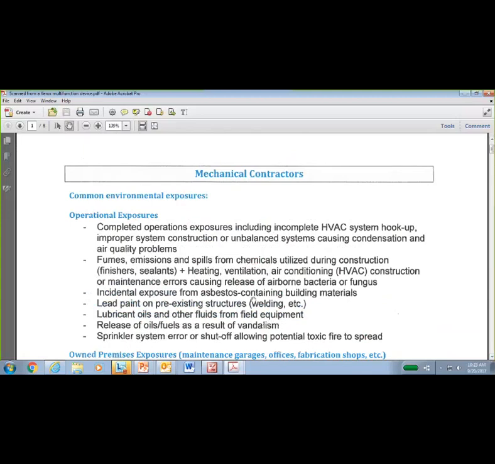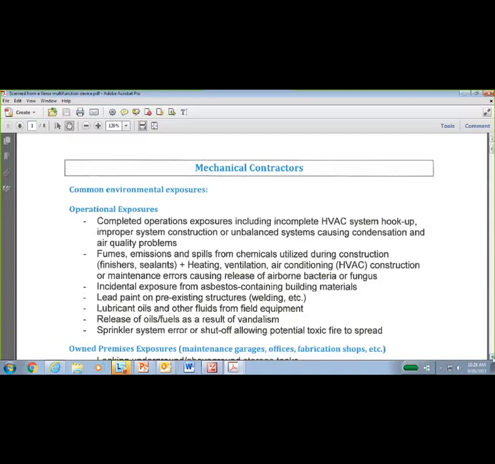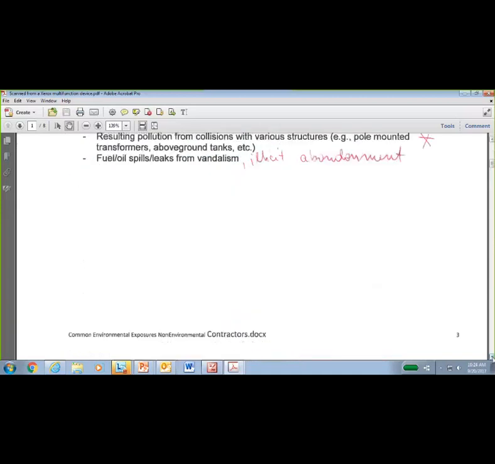And it's not just mold. It can be bacteria. It can be virus. Let's say they're working at the hospital installing an HVAC system. Any type of heating, ventilation, air conditioning, construction, and maintenance errors can cause some airborne bacteria or fungus that could turn into a pollution condition. So this is definitely something to keep in mind when you're looking at your mechanical contractors.